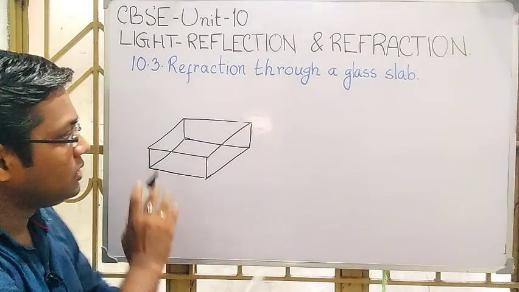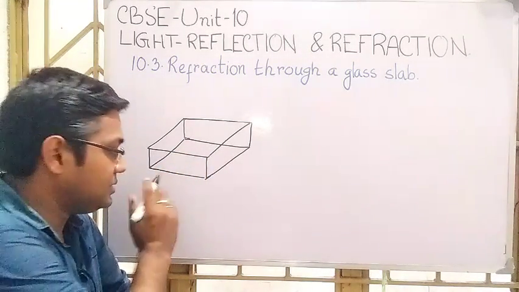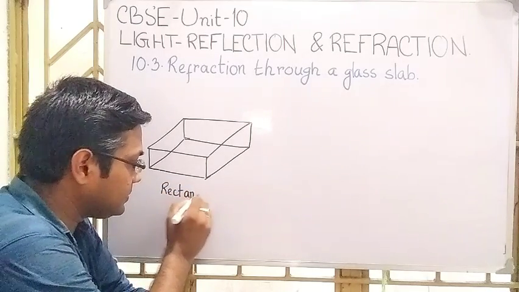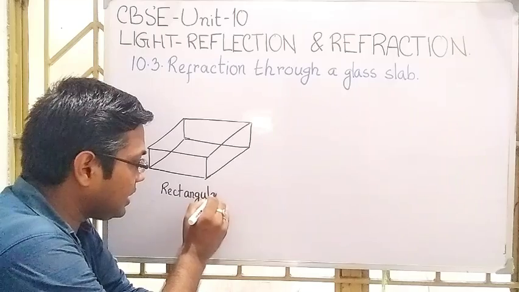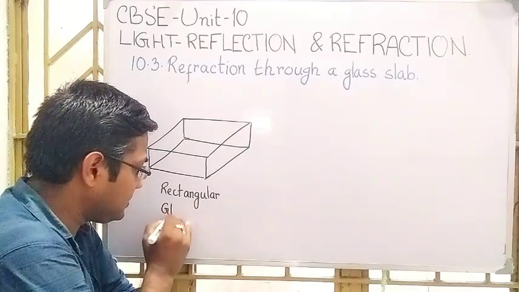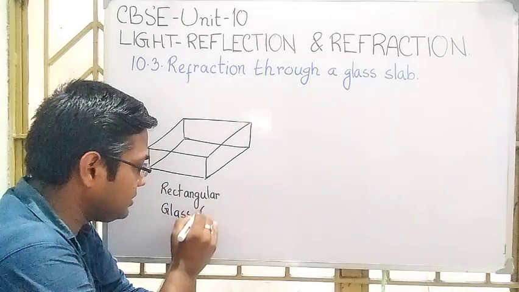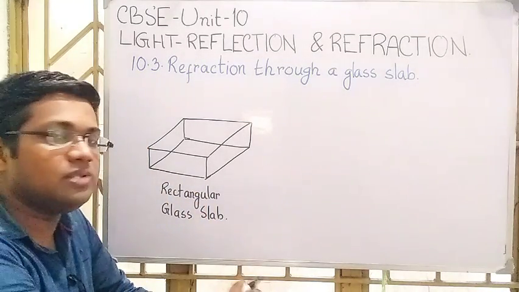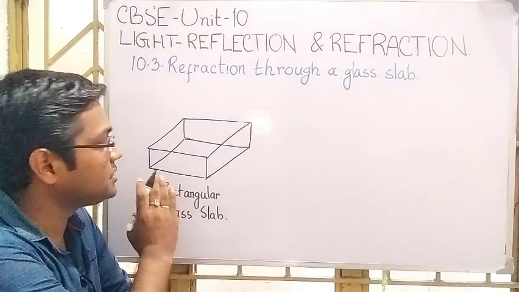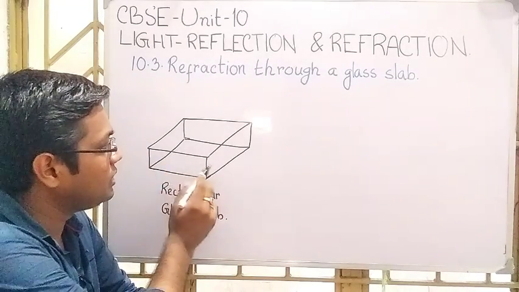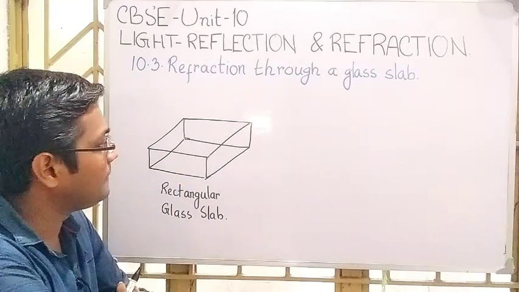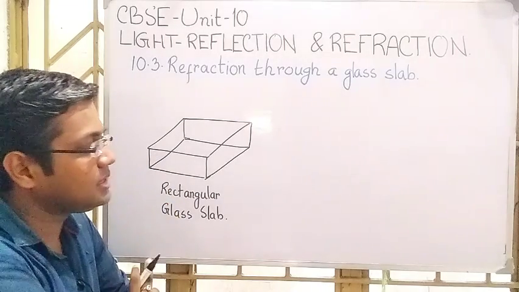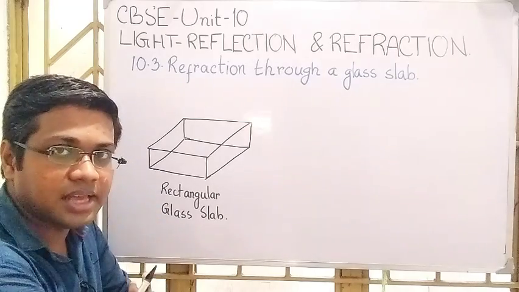Okay, so just see here, this type of glass slab is called a rectangular glass slab. How many surfaces are there? Just count: 1, 2, 3, 4, 5, 6. There are 6 surfaces, and all these 6 surfaces are rectangular.